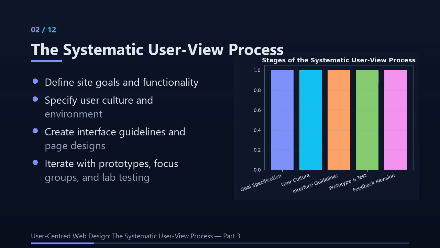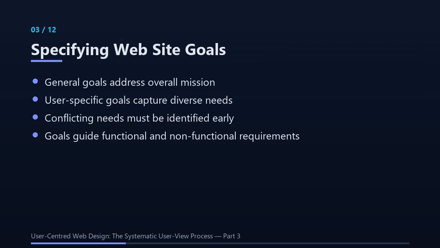Prototypes are then built, ranging from low-fidelity sketches to interactive mock-ups, and evaluated through focus groups, questionnaires, and usability labs. The insights gathered feed back into the documentation, prompting revisions to goals, requirements, or design guidelines. This cyclical flow continues until the site meets both business and user expectations, and a future version can be planned based on updated feedback.